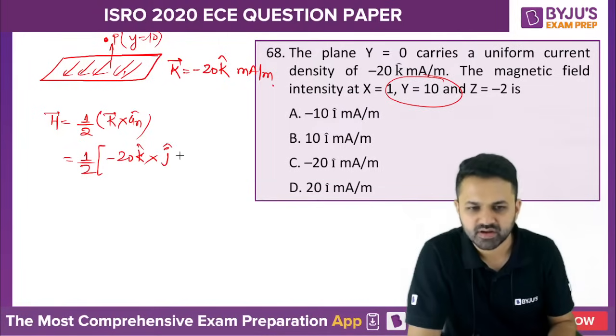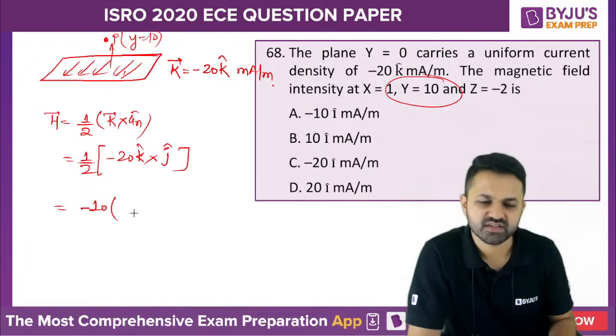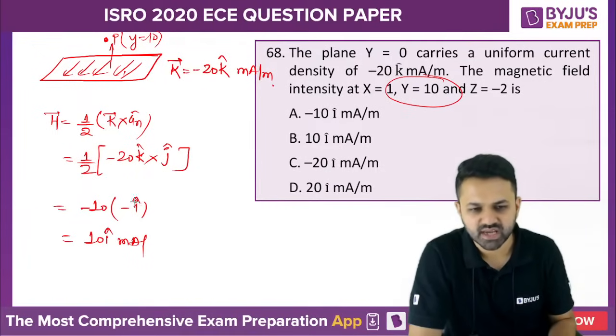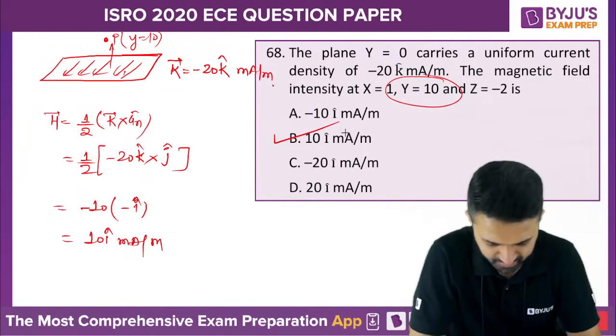So J cap. So this is minus 10 K cross J, minus 10 K cross J is minus I. So we will get 10 milliampere per meter. So 10 I cap. This is I cap. So 10 milliampere per meter. So answer is option B.